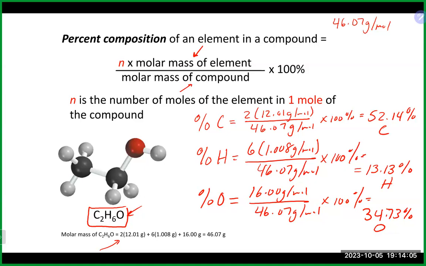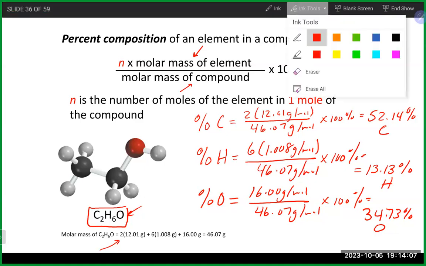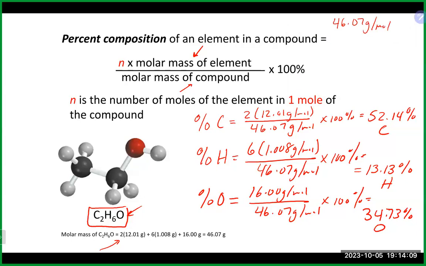Also, since these are the only 3 elements in this particular compound, once you got the percentages of carbon and hydrogen, you could have subtracted them from 100 to get the percentage of oxygen. So that's an alternative way, since it all has to add up to 100%. This compound is basically, by mass, mostly carbon, followed by oxygen and a little bit of hydrogen.